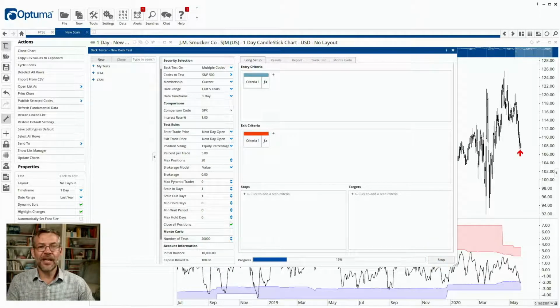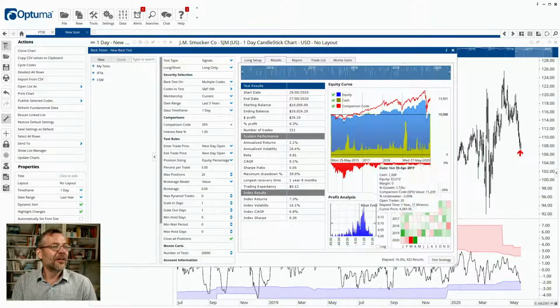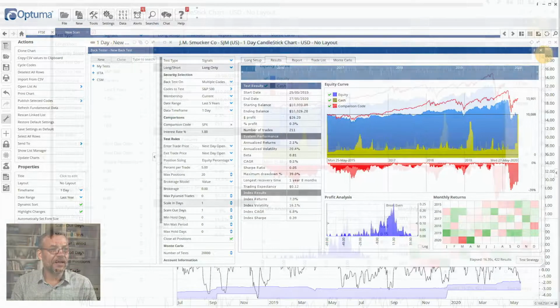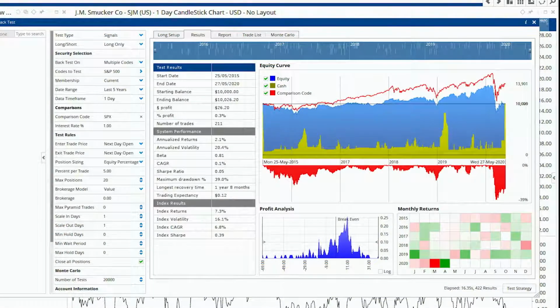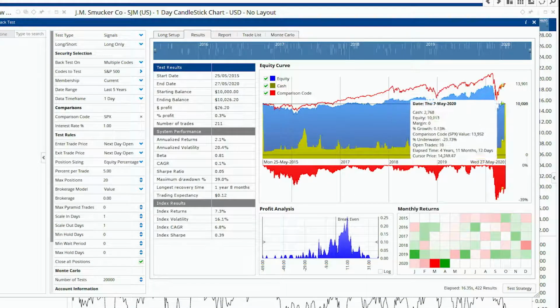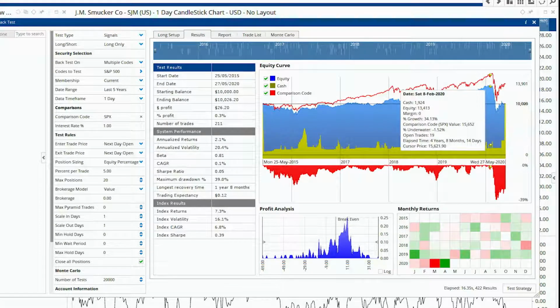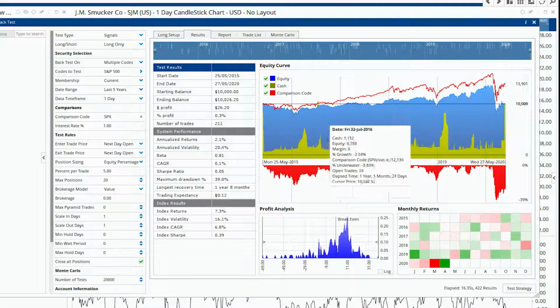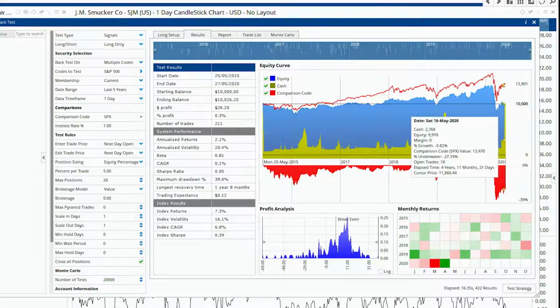So what's happening now is Optuma's opening up each one of those codes, finding all of those signals, collating them all in date order, and then running through and building a whole equity model and tracing all of that. So what I can see, and let's just make this a little bit bigger, when I get my results, what I've got here is the red line is my comparison code. So that's what the S&P did over the last 5 years. This is what my strategy did. So you can see it's not very good.